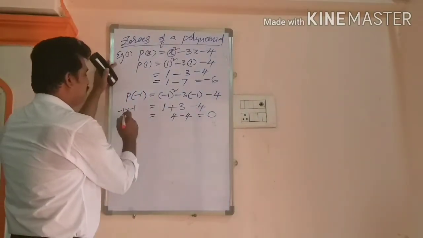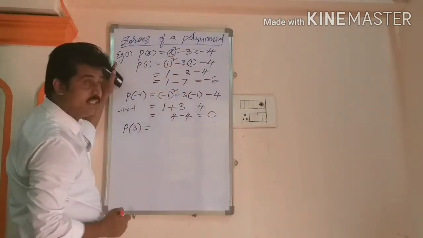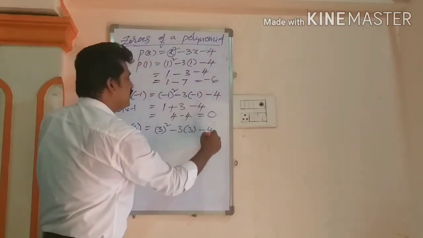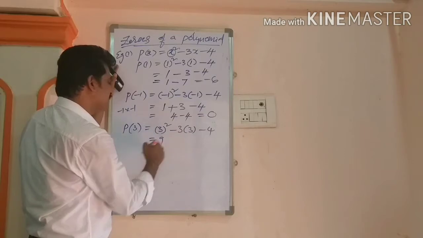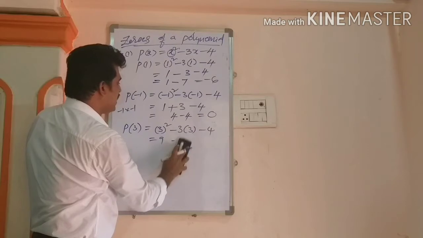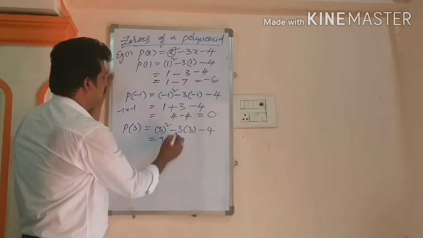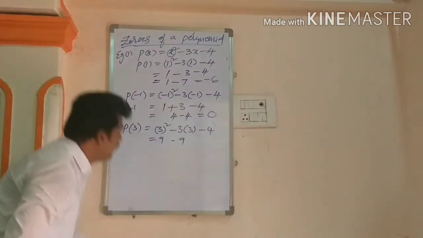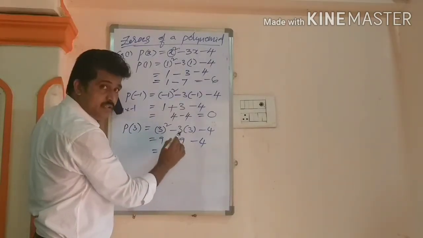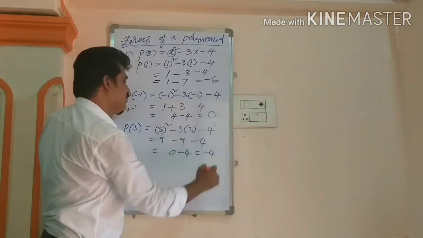Here, minus 4. 4 minus 4, here it is 0. Let us take one more. P of 3, for example. In place of x, 3. 3 square minus 3 into 3 minus 4. 3 square means 9. Minus 3 3s are 9. And the last one is minus 4. 9 minus 9, 0. Minus 4, that is equal to minus 4.